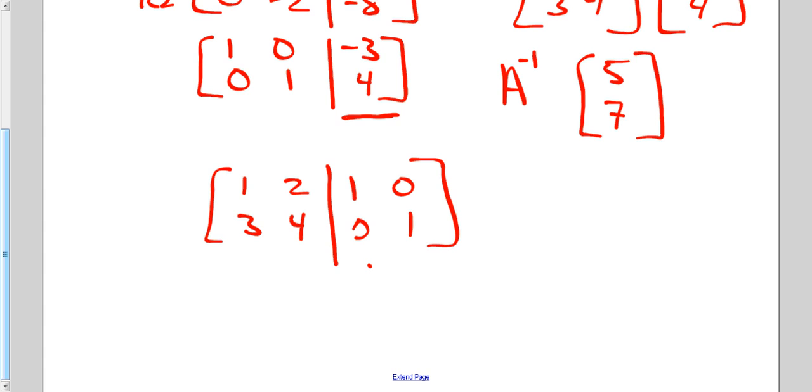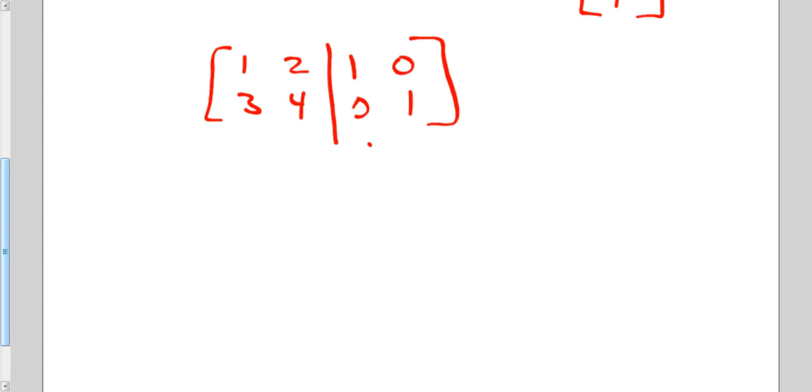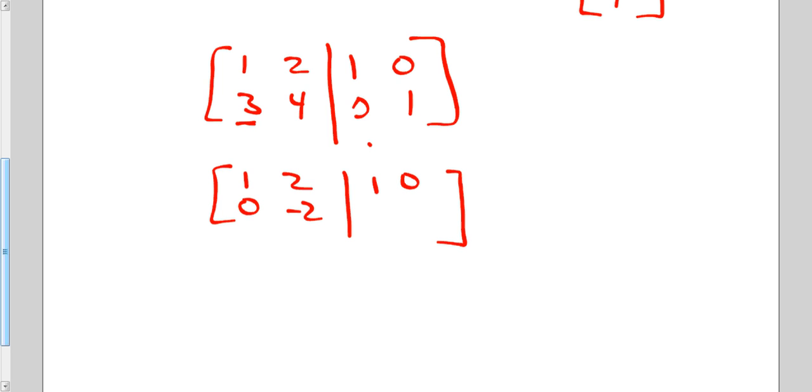Okay, so again, nice thing about this is I just did this. How do I make that a 0? How do I make that a 0? Negative 3 times row 1 plus that, right? So I'm going to stay 1, 2, 1, 0. Negative 3 times that plus that gets me 0. Negative 3 times 2 plus that is going to be negative 2, right? Negative 3 times that plus that. Negative 3 times that plus that.